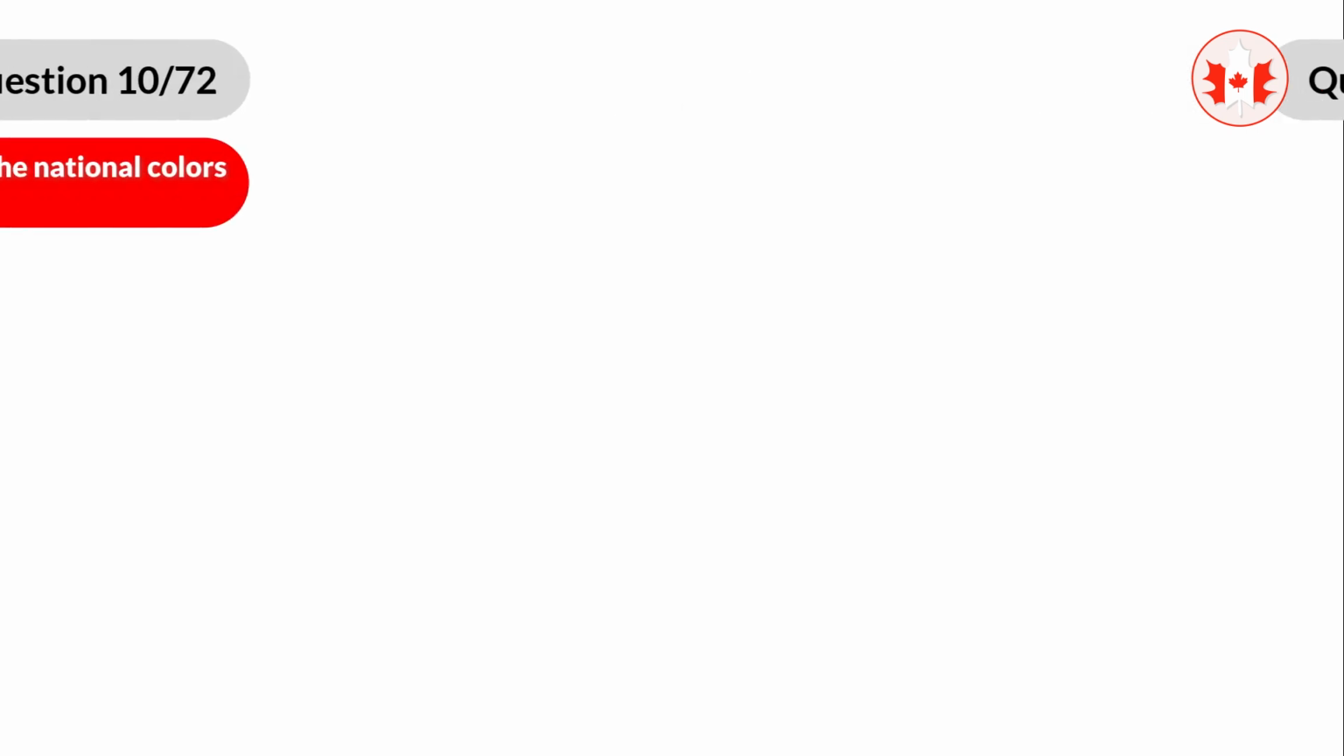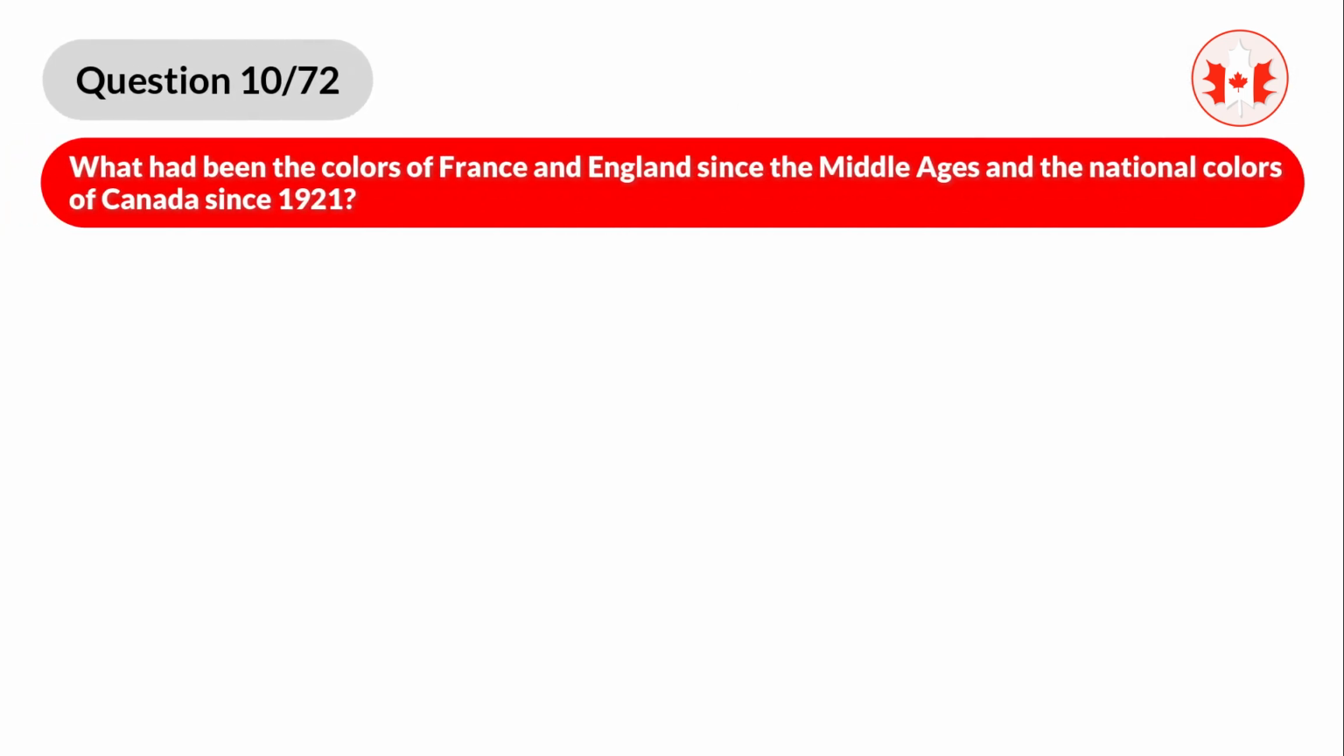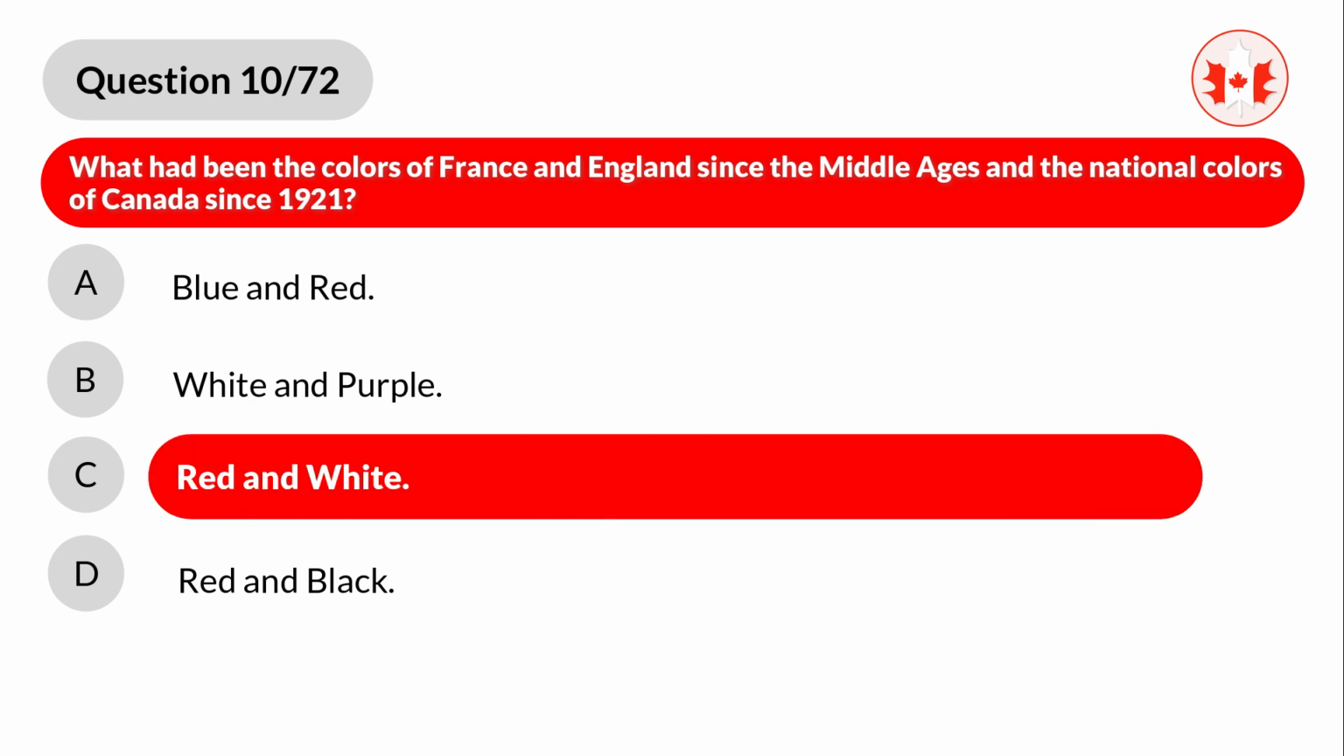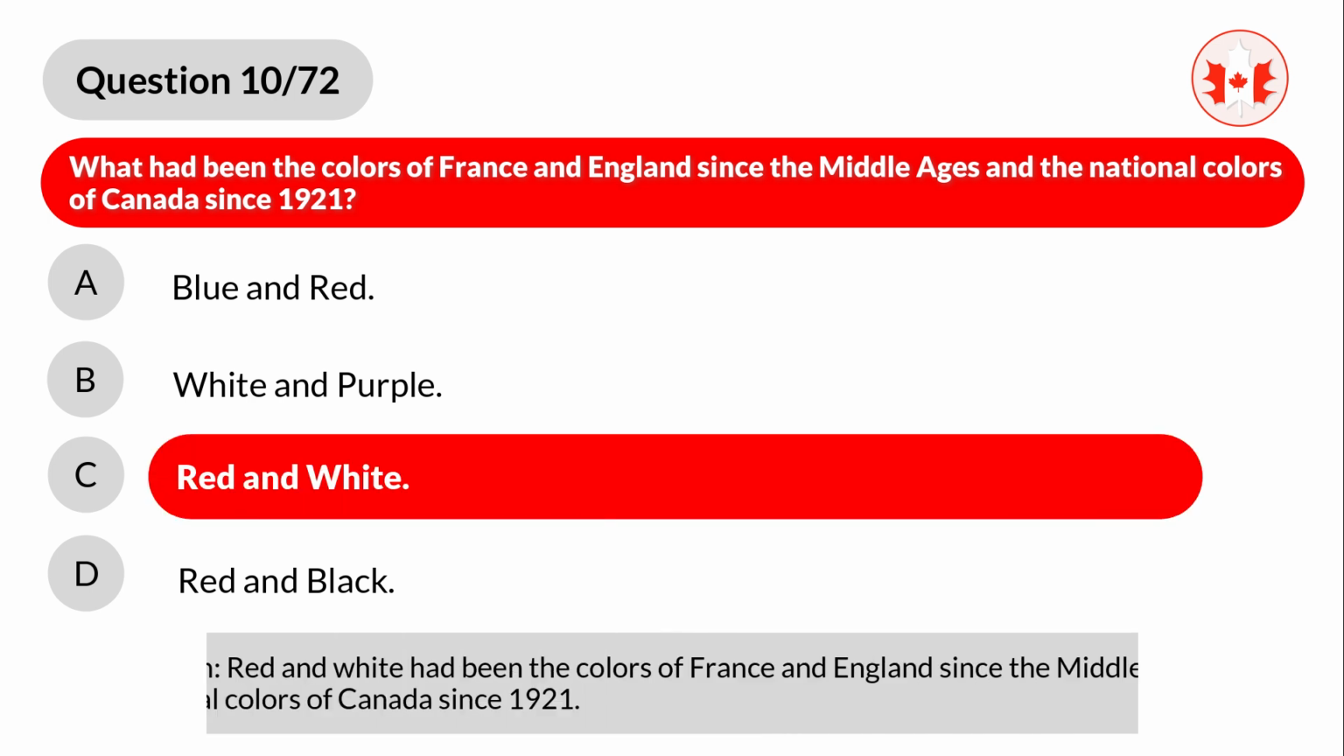Question 10. What had been the colors of France and England since the Middle Ages and the national colors of Canada since 1921? A. Blue and red. B. White and purple. C. Red and white. D. Red and black. The correct answer is C. Red and white. Explanation: red and white had been the colors of France and England since the Middle Ages and the national colors of Canada since 1921.